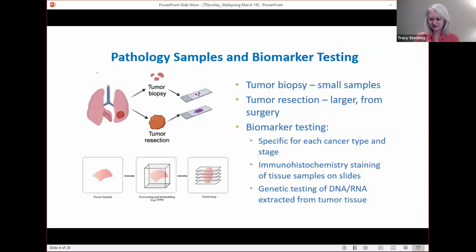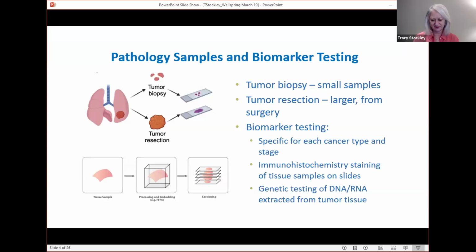So then pathology samples and the testing. I mentioned this before, the same idea, the tumor biopsy. Of course, you can imagine because they're typically taken with needles, they can be very small. So sometimes there's a limited amount of testing you can do on a biopsy. So occasionally patients may have to go for more than one biopsy in order to get enough tissue. Tumor resections, which are larger and from surgery, typically we have a lot more opportunity to do more testing on, just because there is more tissue to work with.